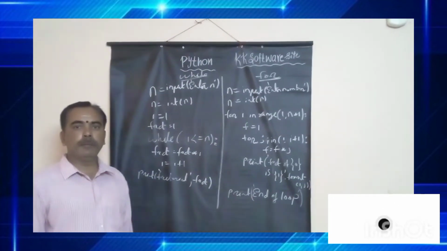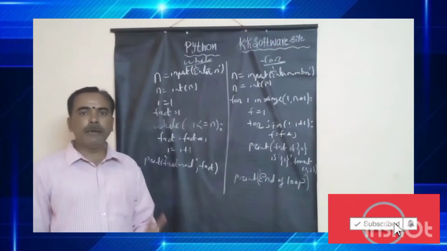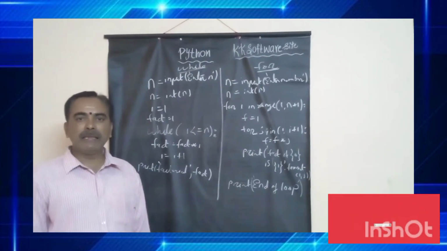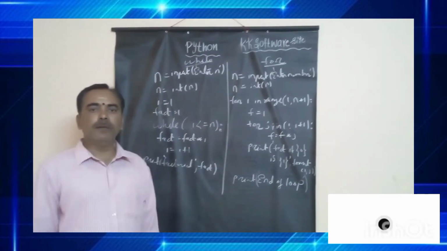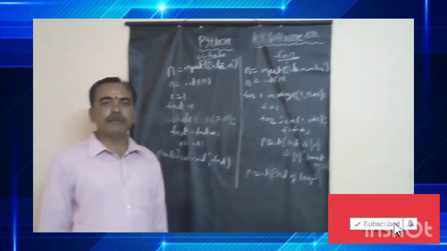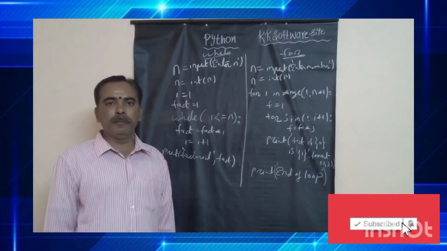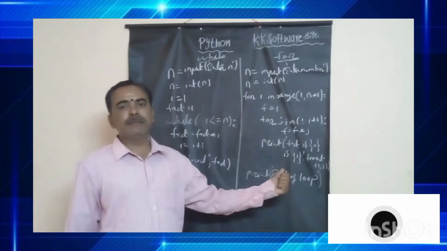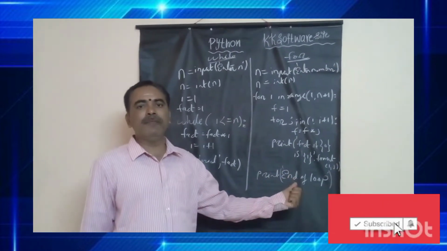Hi, good evening everybody. Today we shall see some simple programs in Python. One program in while construct and other program in for construct. What is this program? This program is to find the factorial of a given number using while loop and a set of numbers which is within the range you are finding the factorial.